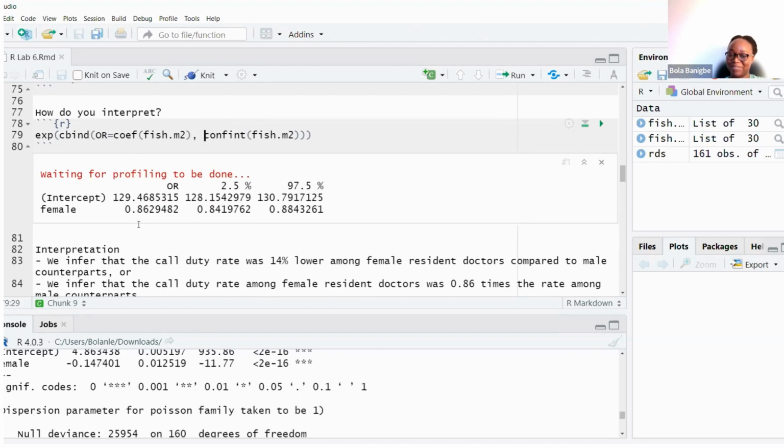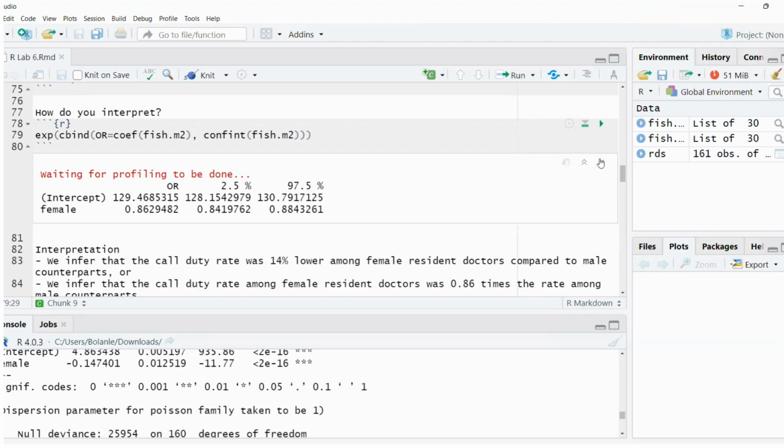Does it make sense? So we're basically saying the rate among the females is 0.86, while the rate among the males is 1. So the rate among the females is lower. Please ask a question.